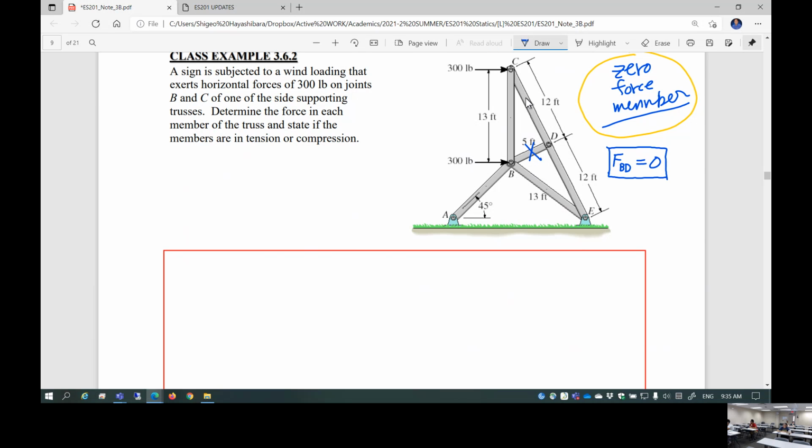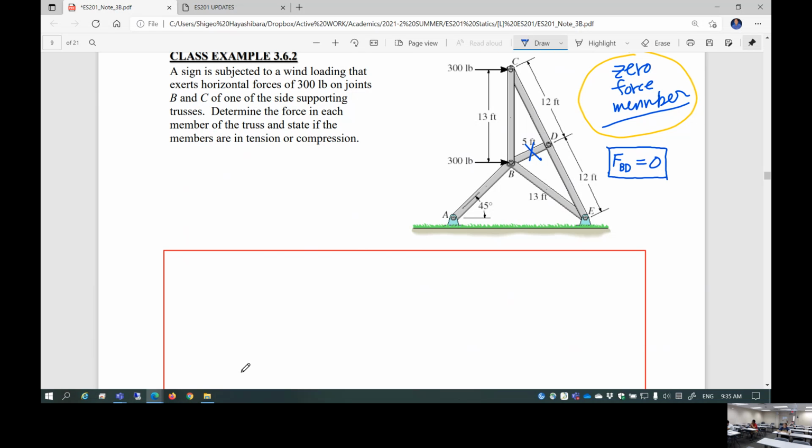Because this is collinear. Members CD and D are collinear. If so, the third member is a zero force member, because the internal force here and the internal force here must be equal and opposite. Equal and opposite. If it's compressive here, this is tensile, vice versa.